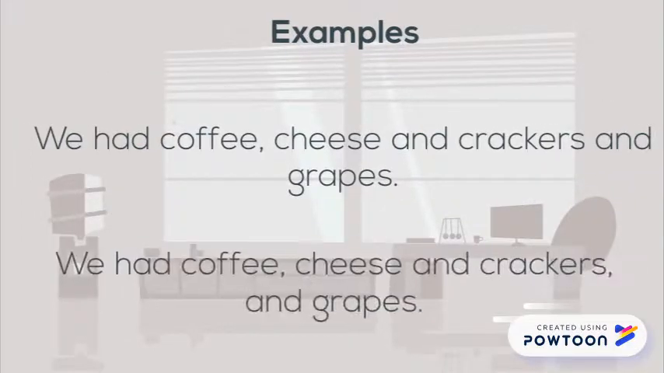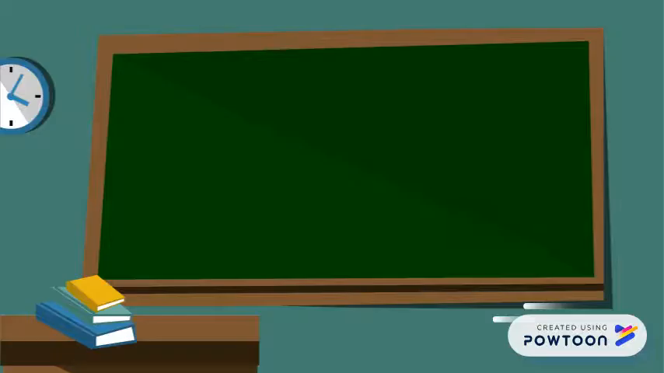Another example is adding a comma after crackers, which makes it clear that cheese and crackers represents one dish. In cases like this, clarity demands the Oxford comma.